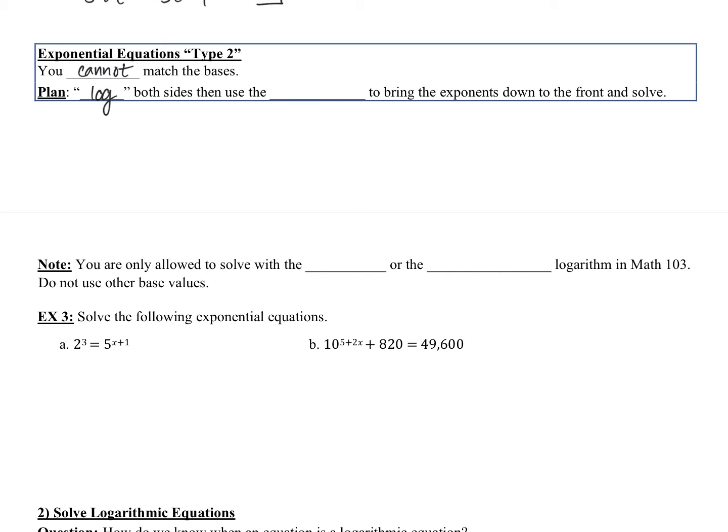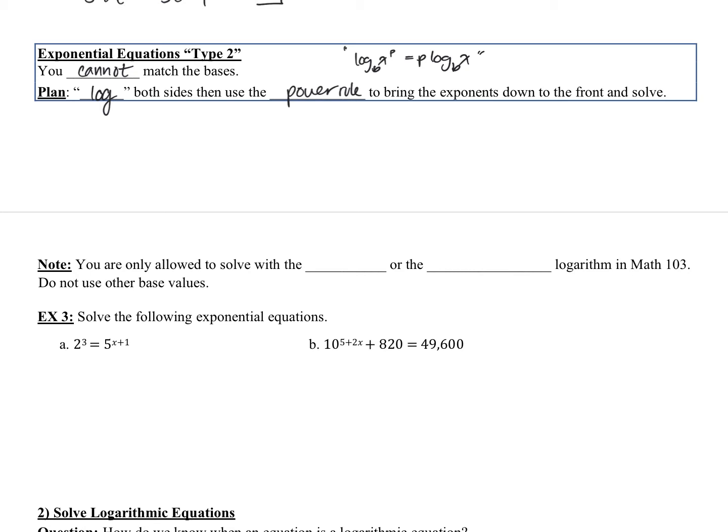Then we're going to use the power rule. Remember, it's this one right here. Log base b of x to the p power equals p times log base b of x. We're going to use that to bring the exponents down to the front and solve. Because remember, our variable is in the exponent. So we're going to want to bring that exponent down so we can solve for a variable.